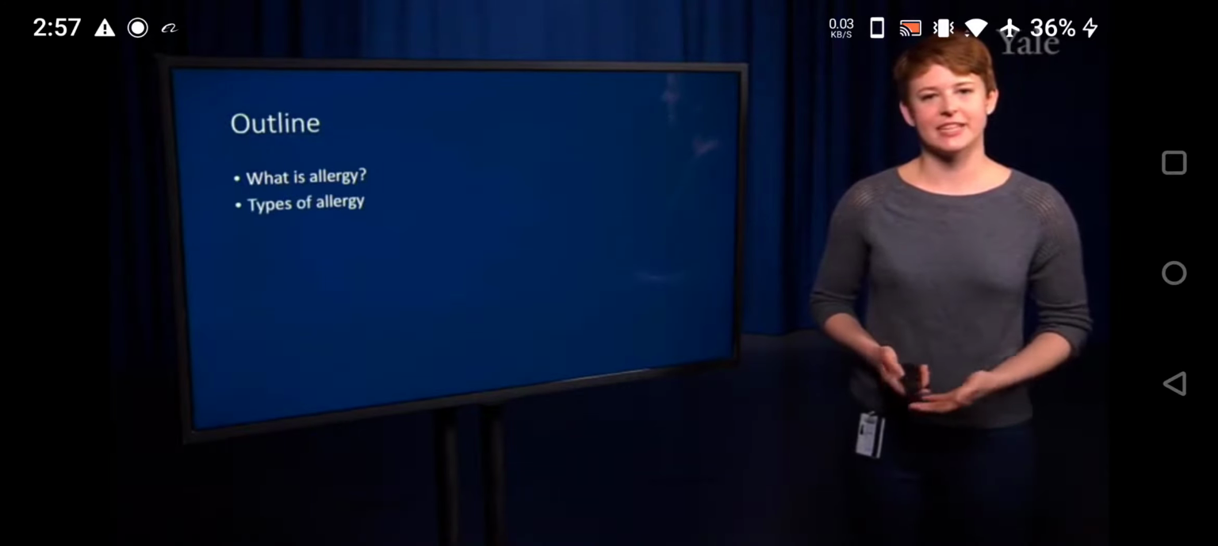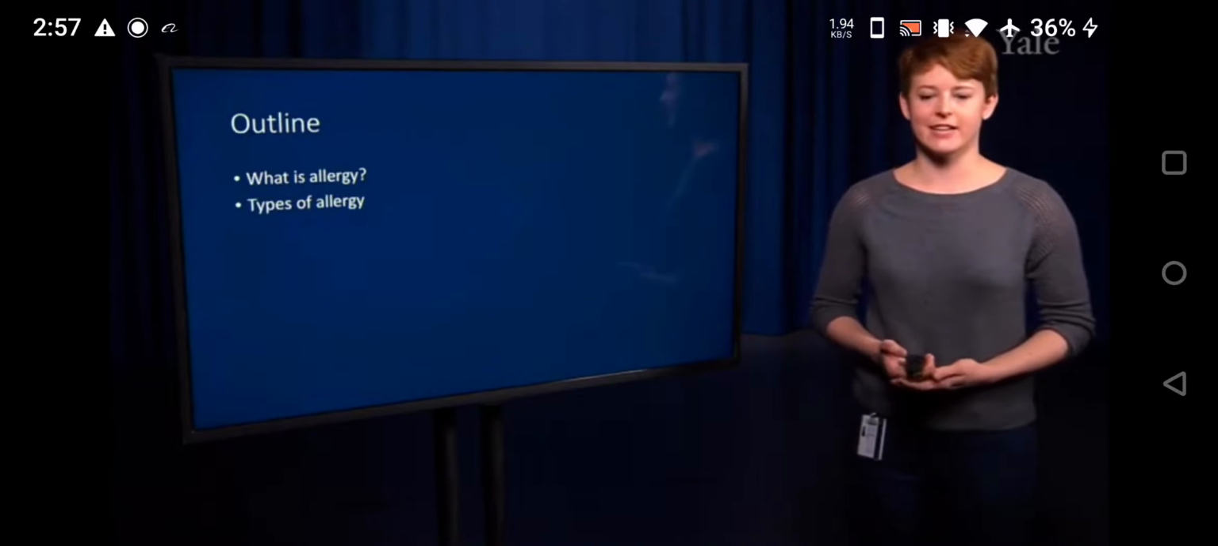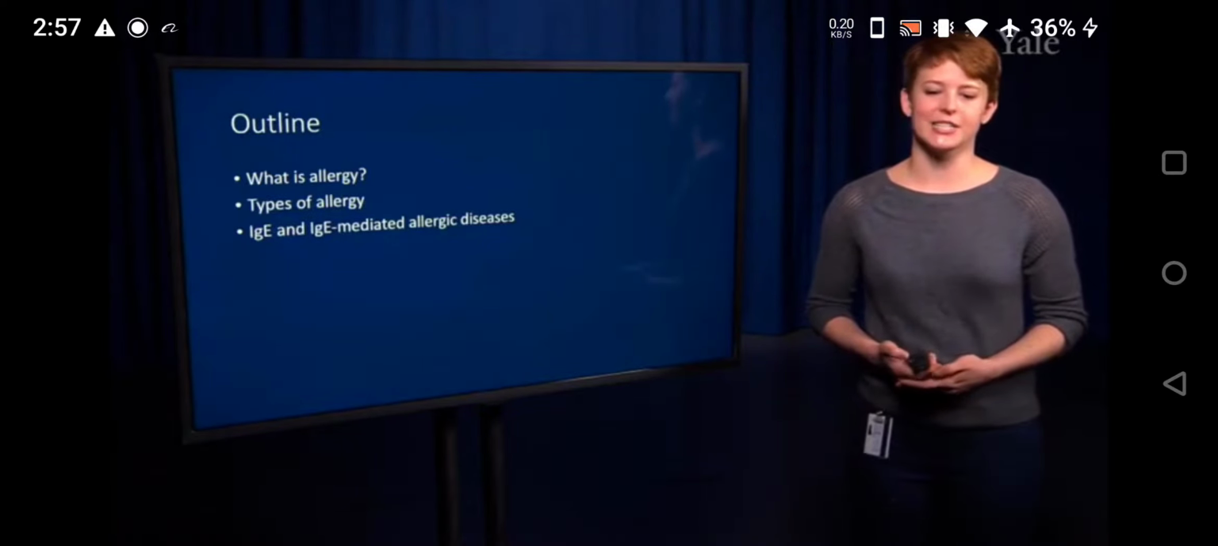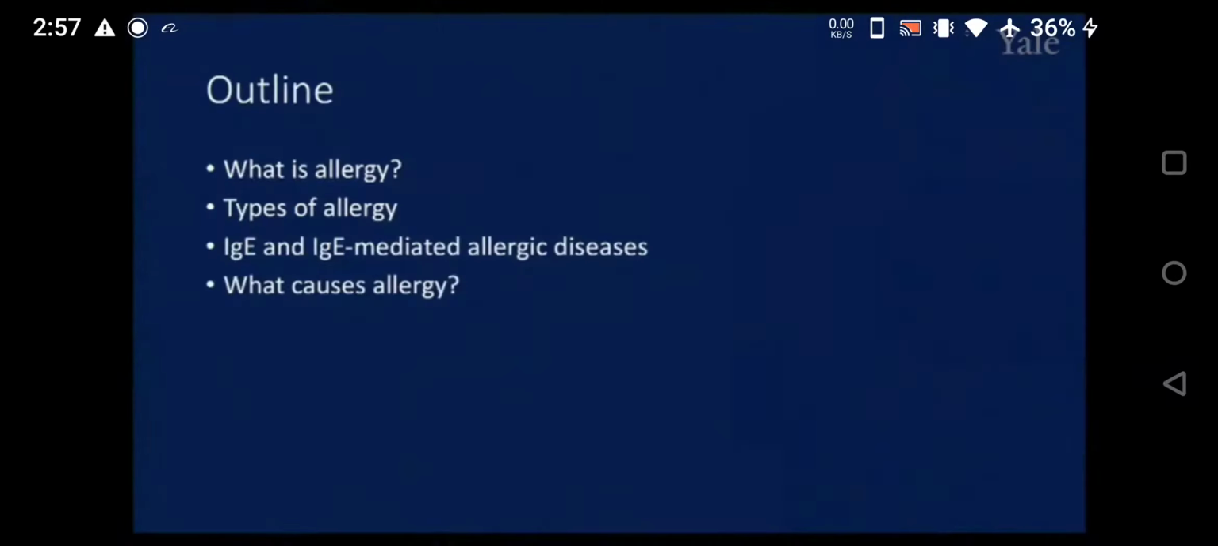And what are different types of allergy? And some of these types we'll be covering include IgE and IgE-mediated allergic diseases. We'll also be talking a lot about what causes allergy. For example, what are some of the genetic factors that predispose someone to allergy? And also, what factors in the environment contribute to the development of allergies?